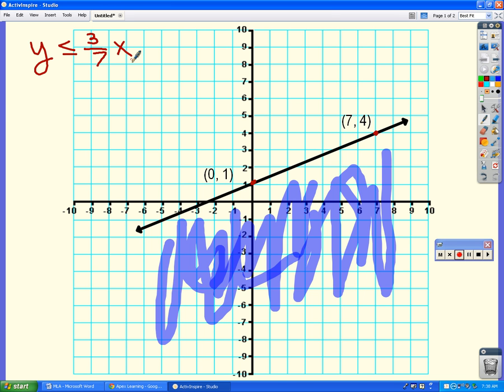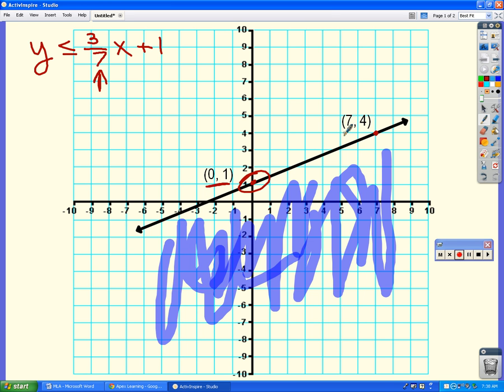So then I toss an x in after that. And then since it crosses the y-axis right here at 1, I'm going to put a +1 on the end, and I am good to go. So the equation for this graph would be y is less than or equal to 3/7 x plus 1. Now I noticed they gave you the slope formula to figure this out instead, if you want to do that instead of counting the squares.